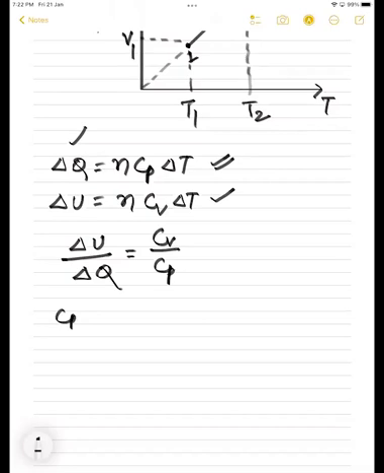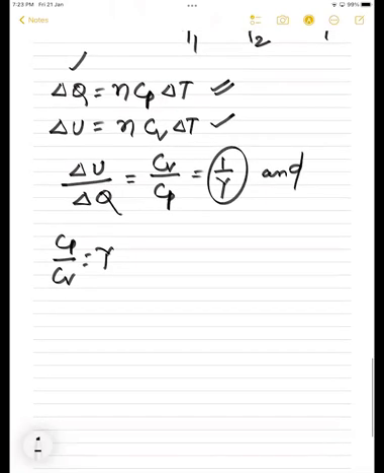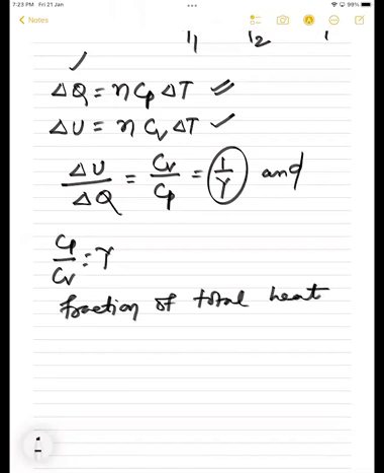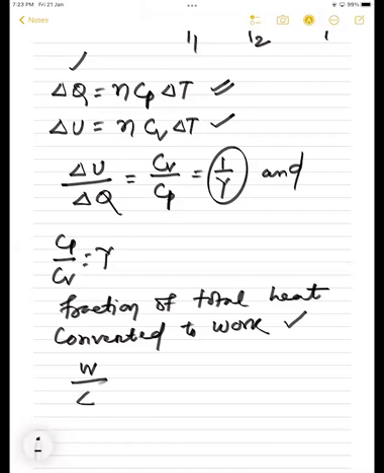And already you know Cp by Cv is a constant, that is gamma, correct? And it will be 1 by gamma. And if you want to find the fraction of total heat converted to work, how much heat is converted to work? That means you have to take W by delta Q. That is gamma minus 1 by gamma, that is equal to 1 minus 1 by gamma, correct?